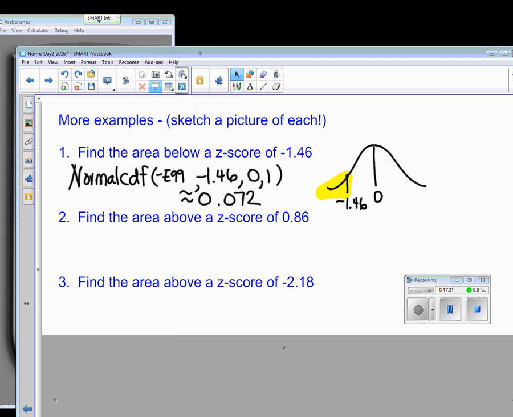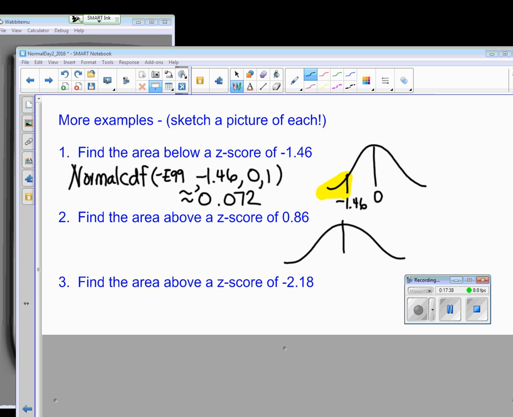Okay? So let's try the next few. Shade them, and then go. So if we look at this one, we have 0.86 should be to the right. We're looking above that, and we're looking to see, okay, what's that going to be? We have to be careful when you type this in, because what's my lower bound? 0.86. That's the left-hand portion of my shaded graph, right? So 0.86 goes there.